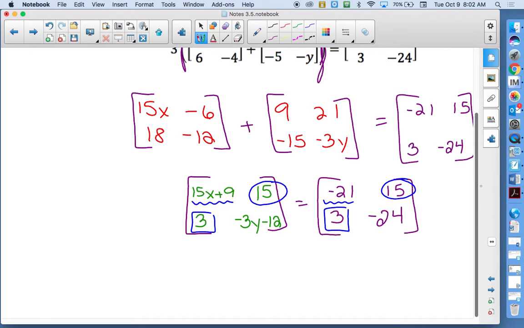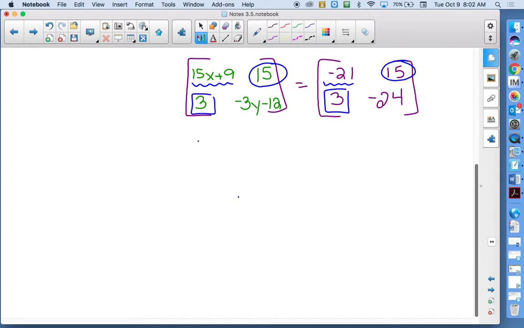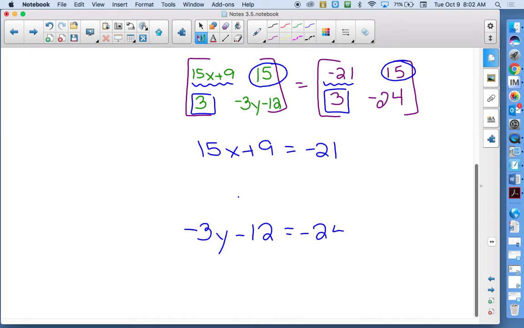So we can set up a couple of little equations here. 15x plus 9 is equal to negative 21. And then the second one, we have negative 3y minus 12 is equal to negative 24. So using the matrix, we can create our own two equations to solve for x and y. Now you're solving for them individually because they each represent a different piece of the matrix.